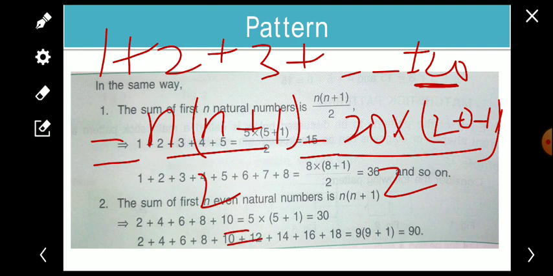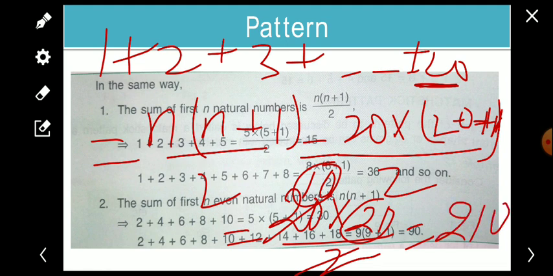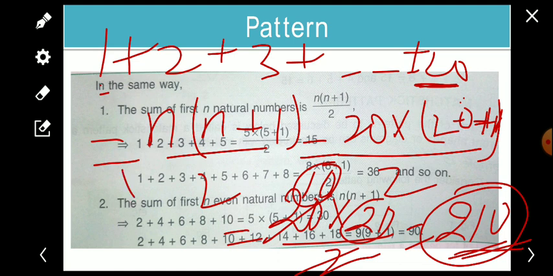Sorry, actually on the screen it is not possible to write properly, but you can understand. 20 into 20 plus 1, it means 21, by 2. If we divide by 2, then we will get 10. 2 10s are 20. So now 21 into 10, what will you get? 210. So the sum will be 210. If you add the first 20 natural numbers, 1 to 20, then we will get 210. So this formula can help us a lot to find the sum of the first few natural numbers.